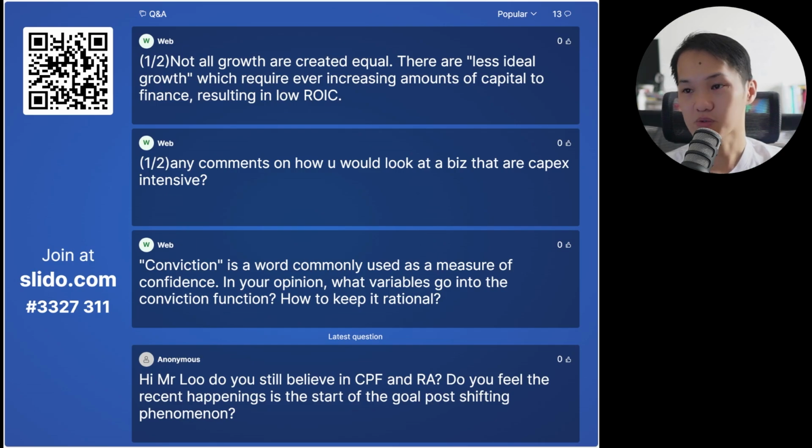Even if the fabs that they build give, let's say, low ROIC. Say, for example, it gives you only 5%, but not spending that capex and not getting that 5% ROIC means that you will die eventually, right? So which one will you choose? You will still choose to deploy the capital to build the fabs to have the capacity, right? So I think that's the thing.